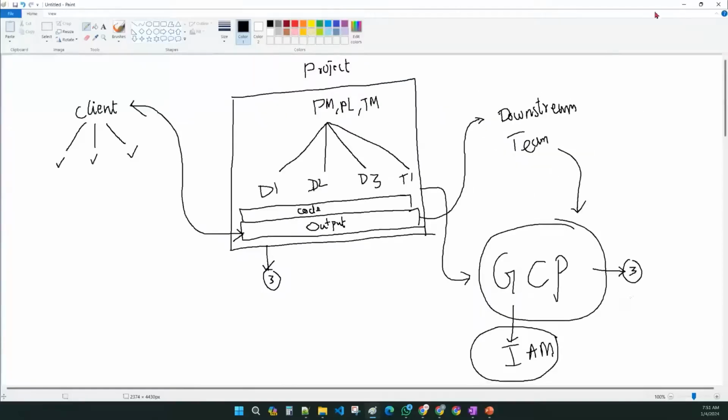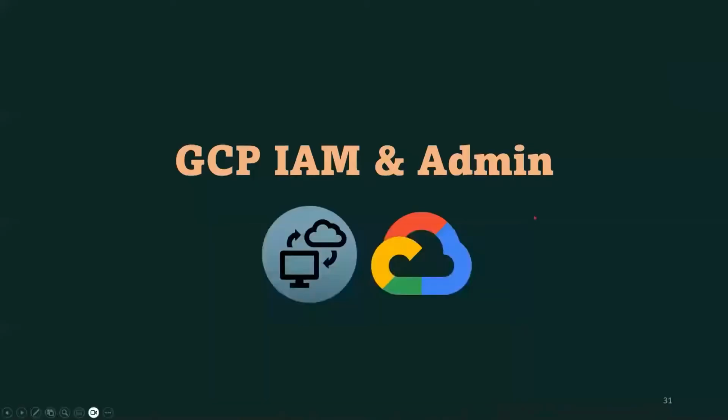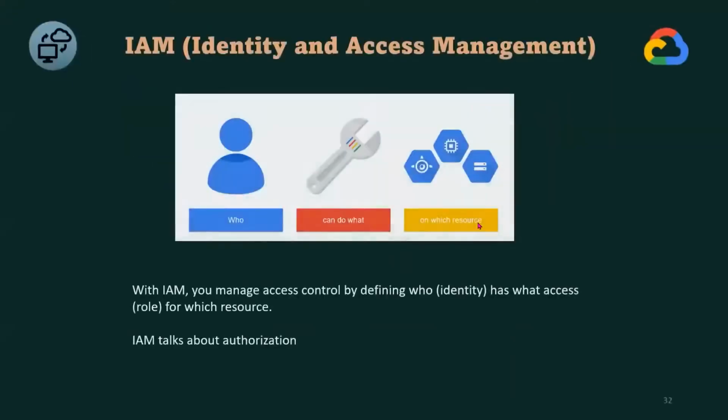Let me go to the slides. Here, I already told you that IAM is nothing but Identity and Access Management. With IAM, you can manage access control by defining who has what access to which resource. We are going to take care of the access here.